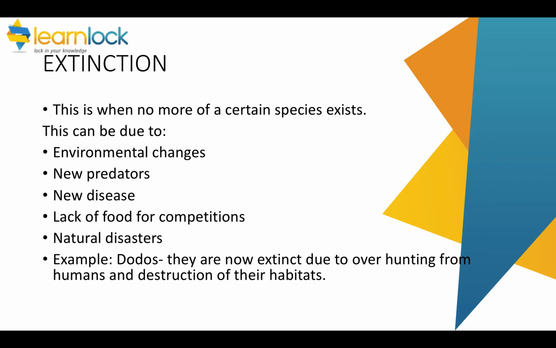Extinction, that's when there's no more of a certain species left anymore. For example, the dodos, they were from the island of Mauritius, and when humans took over the island, they became extinct because of overhunting and destruction of their habitats. But extinction can happen for other reasons as well. It can happen due to environmental changes like the weather, changes in the amount of food available, predators, disease, competition, and natural disasters. A common belief is that an asteroid from space contributed to the change in the atmosphere that caused the dinosaurs to become extinct.